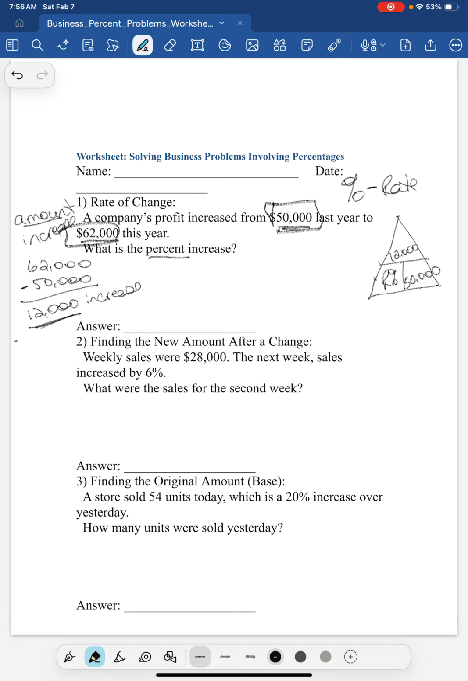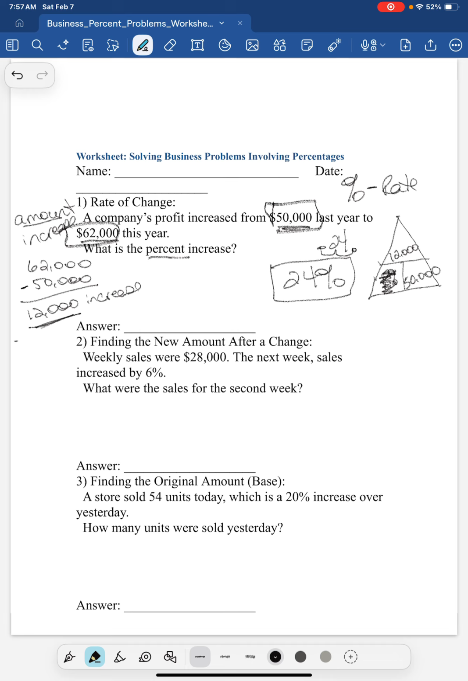So what you do is what you always do. You can cover this up and you see your math problem there. What you need to do is divide 12,000 by 50,000, and you see that you get 0.24. And we know, because we're looking for percent, we need to express it as such. So that's going to move this decimal 2 places to the right, and the percent increase was 24%.